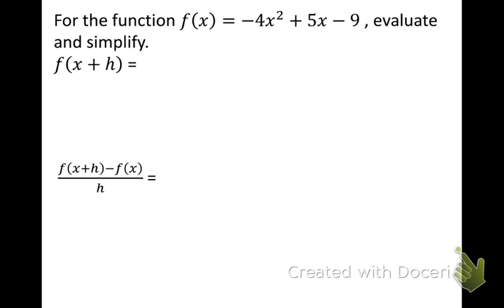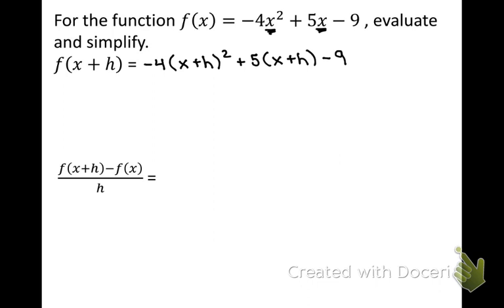Okay. Same situation, different function now. We have f of x equals negative 4x squared plus 5x minus 9. We want to find that difference quotient, but they're setting us up with some intermediate steps, and they want us to find f of x plus h first. So, first up, everywhere I see an x, I am going to replace it with x plus h. I am going to have negative 4 times x plus h squared plus 5 times that quantity x plus h minus 9.